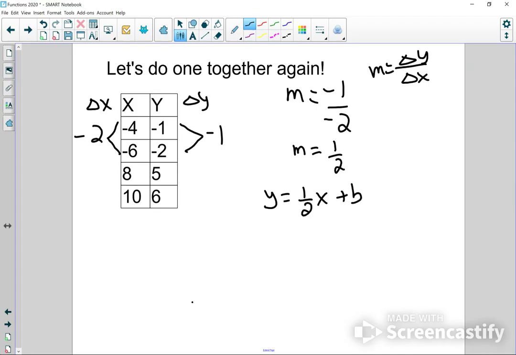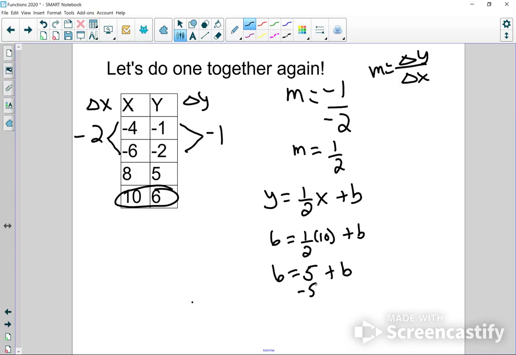I can pick any set of numbers I want from the table. I'm going to pick this line this time. My y is 6. My x is 10. So 1/2 of 10 plus b. Well, what's 1/2 of 10? 1/2 times 10 is 5. So I have 5 plus b.